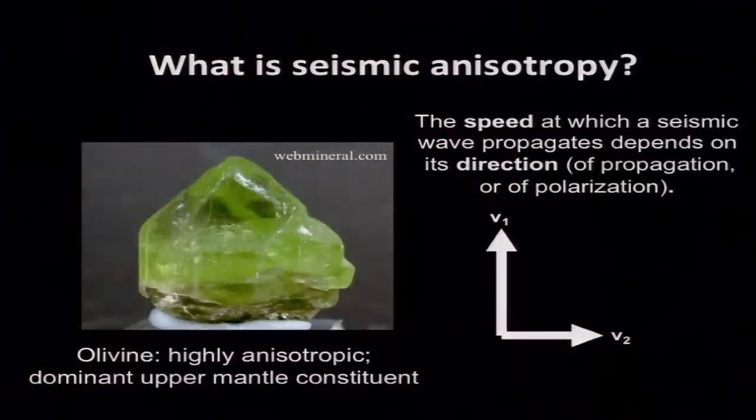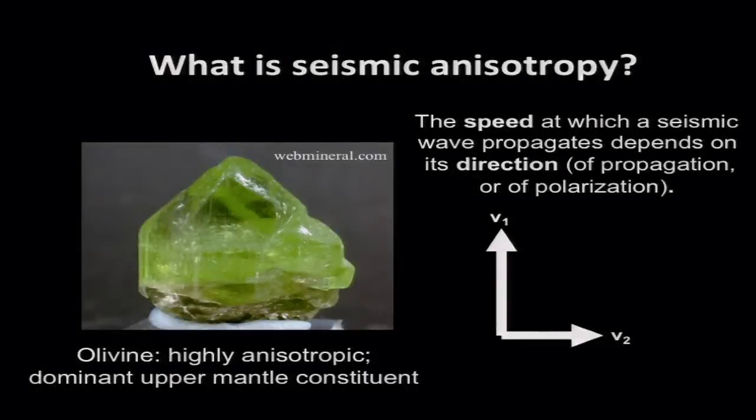So to begin at the beginning, what is seismic anisotropy? What do we mean when we use the term? This refers to the situation in which the speed at which a seismic wave propagates depends on its direction. So basically, we have V1 in this direction, V2 in this direction, and they're not equal. This could be a propagation direction of a seismic wave, or it could be a polarization direction.